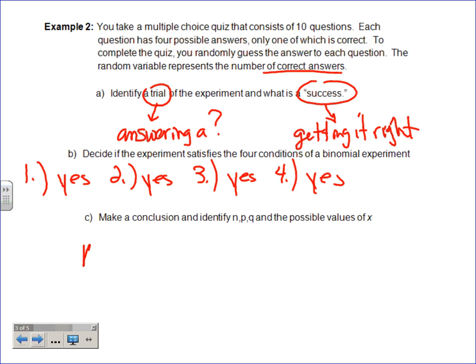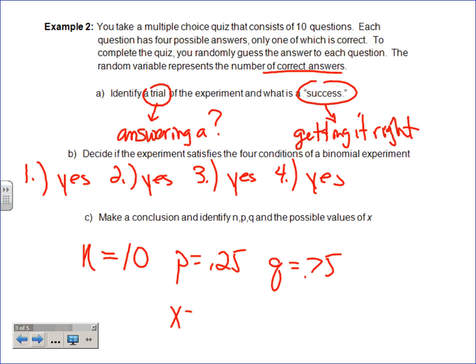What's N? Remember, what's N stand for again? Number of trials. How many trials are we talking about? 10. All right. What else do we need? P. I think somebody already said this. Is it 1/4? Yeah, 1 out of 4 or 0.25, right? Either way. Well, close enough. Q, probability of failing. Yeah, 3/4 or 0.75.